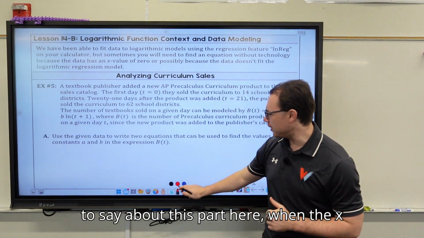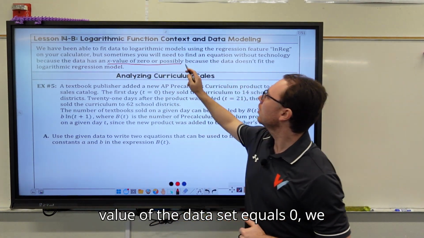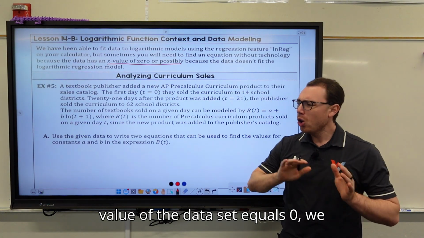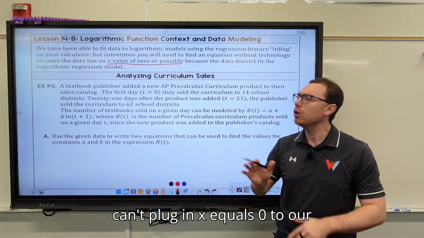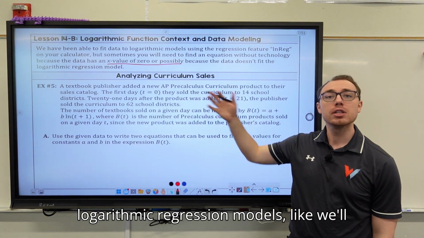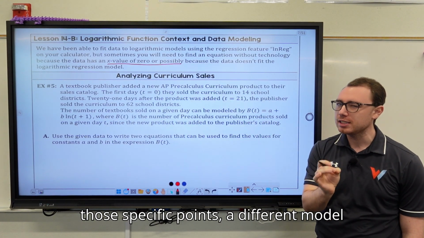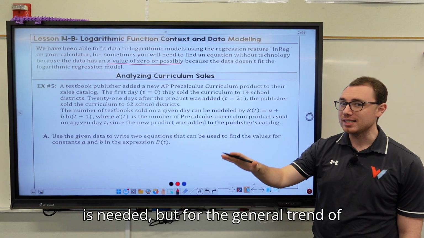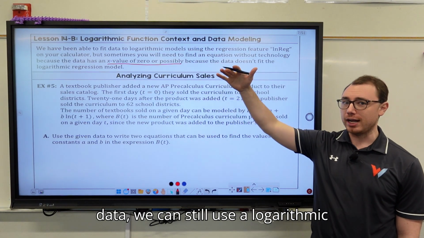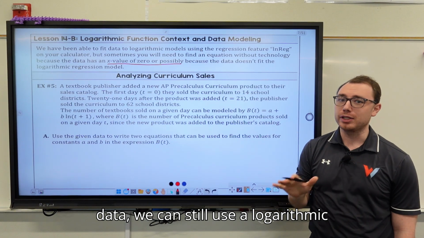What I mean to say about this part here is, when the x value of the data set equals 0, we can't plug in x equals 0 to our logarithmic regression models, like we'll see in example 5. Sometimes at those specific points, a different model is needed, but for the general trend of data, we can still use a logarithmic regression model.